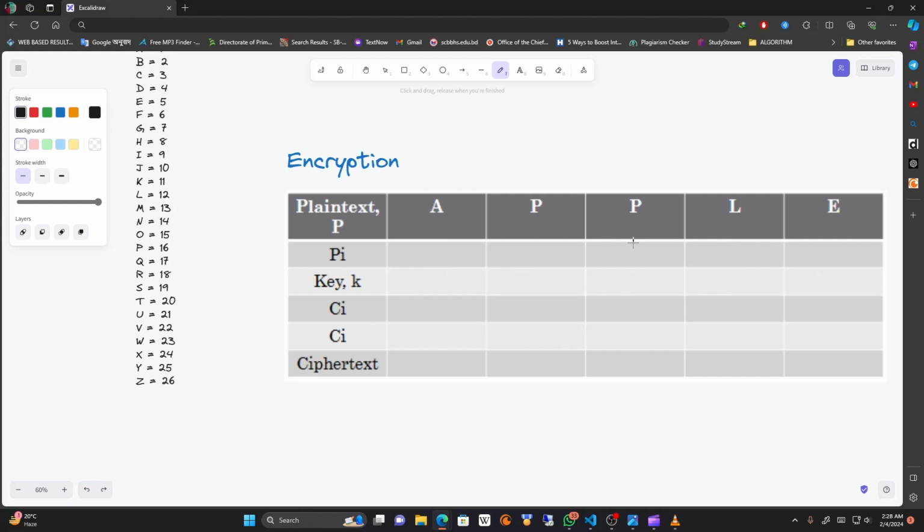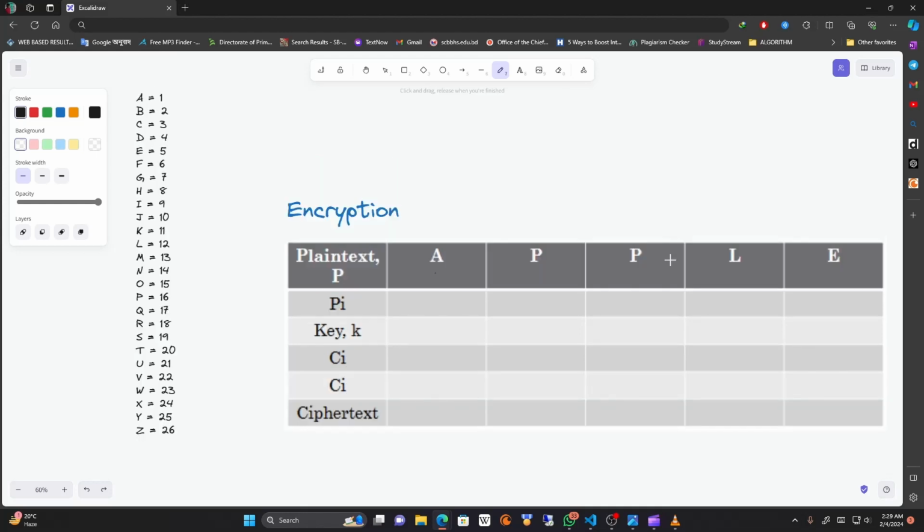For example, we again put our plain text as Apple, and let's put the index values first. Okay, so for A our index value will be 1, for P our index value will be 16, and for P 16, for L we'll get 12, for E we get 5.